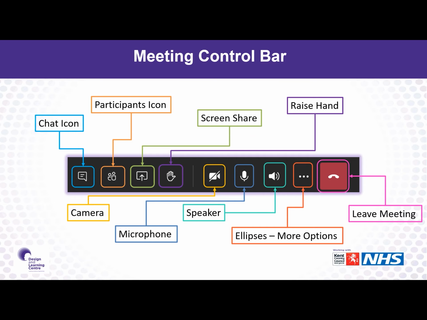You can always change these settings once in the meeting, and this is done via the meeting control bar. As you can see, there are also other features available in the meeting room, including chat, participants list, screen share, raise hand, camera, microphone, speaker, more options, and leave meeting. Watch the short tutorial on the next screen, which demonstrates entering a meeting and the different functions within the meeting room using an iPad.